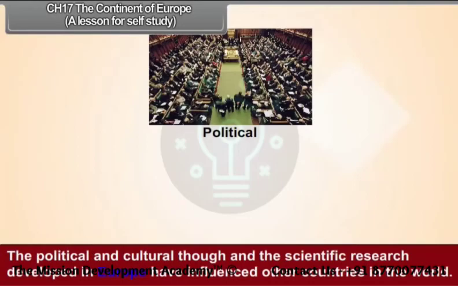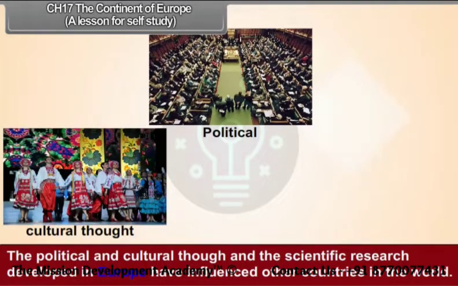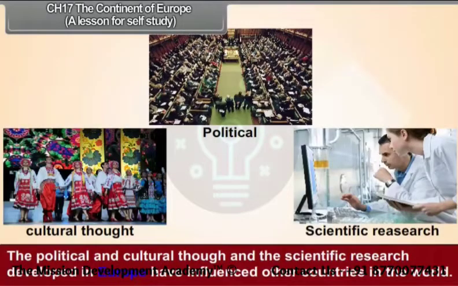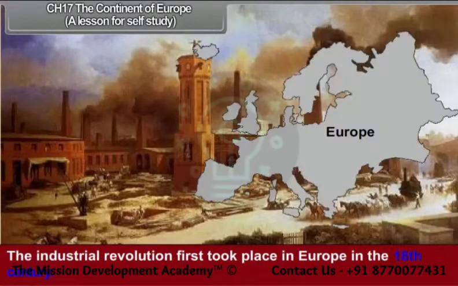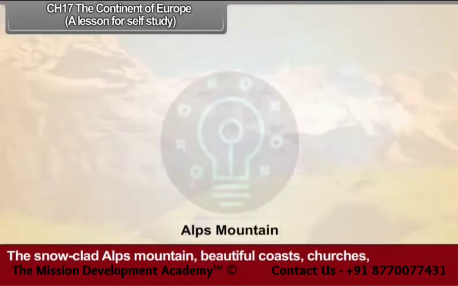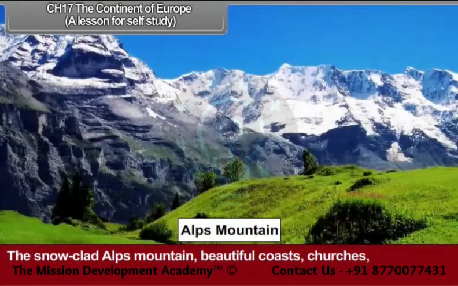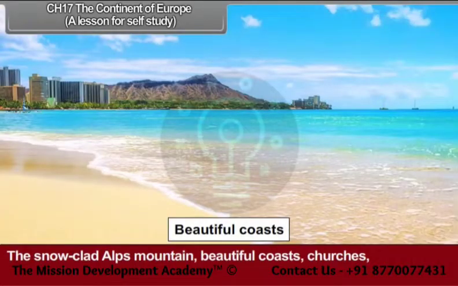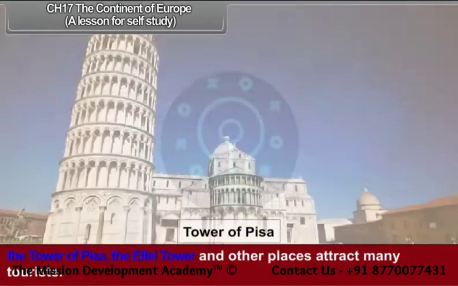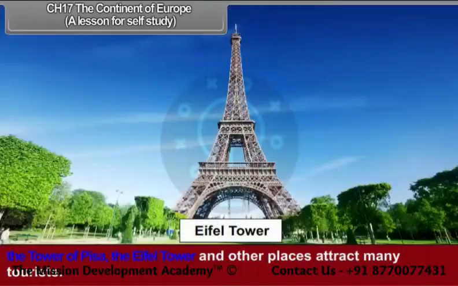The political and cultural thought and the scientific research developed in Europe have influenced other countries in the world. The Industrial Revolution first took place in Europe in the 18th century. The snow-clad Alps Mountain, beautiful coasts, churches, the Tower of Pisa, the Eiffel Tower, and other places attract many tourists.